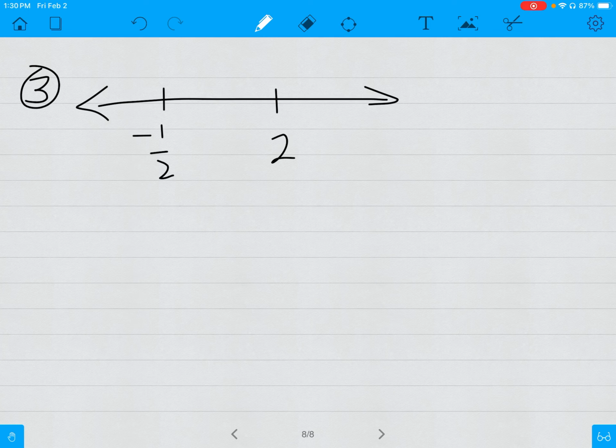Okay, so here I want to pick some test points. To the left of -1/2, I'm just going to pick -1 as my test point because it's easy. You don't want to pick numbers for your test point that are not going to be easy to work with. Between -1/2 and 2, I'll pick 0. And then to the right of 2, I'll just pick 3. And those are my test points.